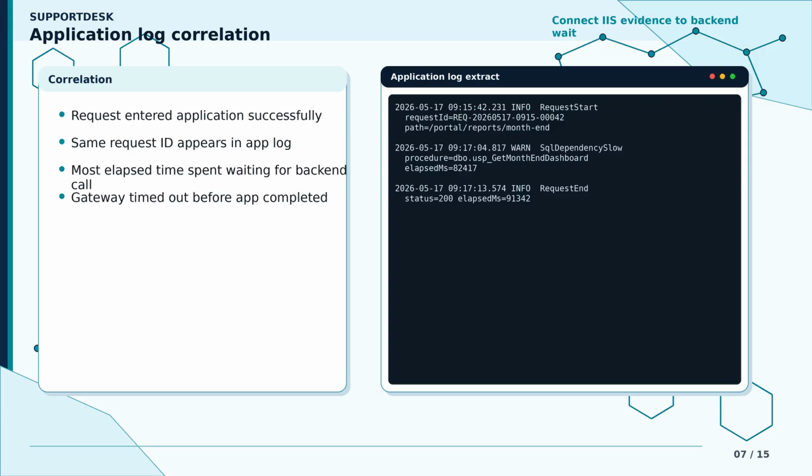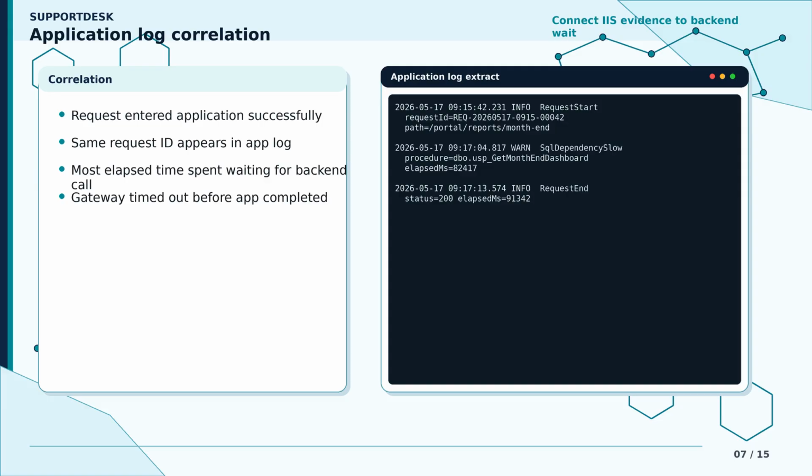Now we connect IIS evidence to application-level evidence. Failed request tracing, application logs, or structured logging can show what happened inside the application for that request. We look for the same time window, user, URL, and request ID. The useful point here is correlation. IIS tells us that the request was slow. The application log can tell us what the application was waiting for.